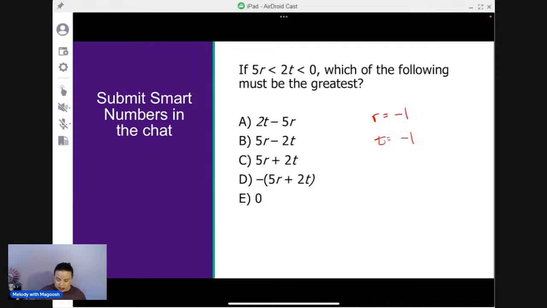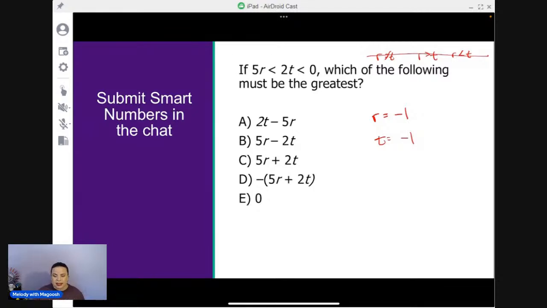So unless the question said something like r is not equal to t, or r is greater than t, or r is less than t, we're allowed to make them the same if we want to. And in this case, making them the same number is going to make the calculations as easy as possible.